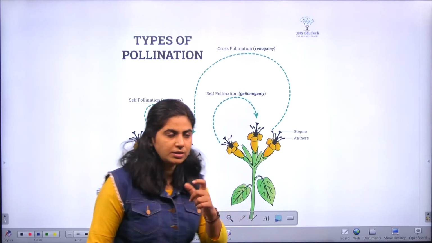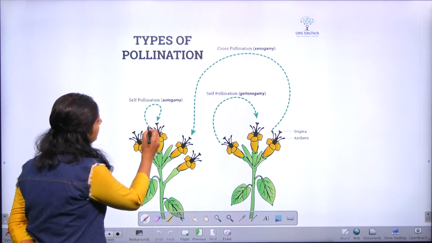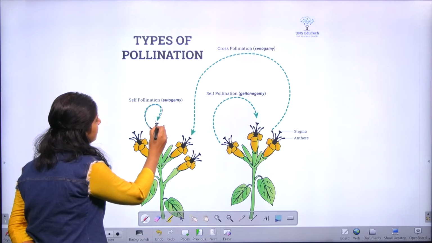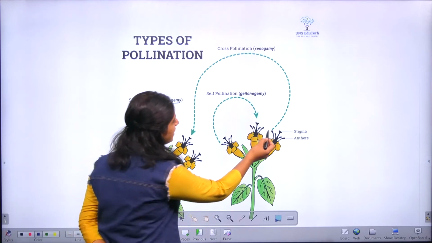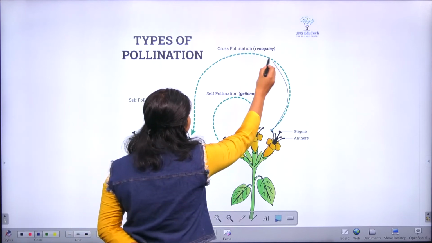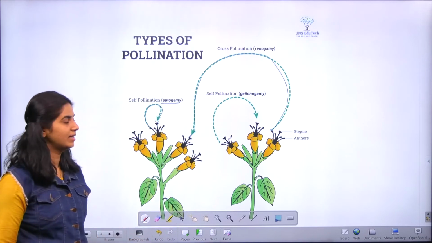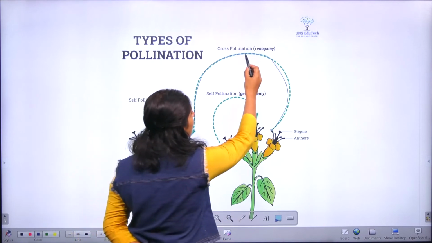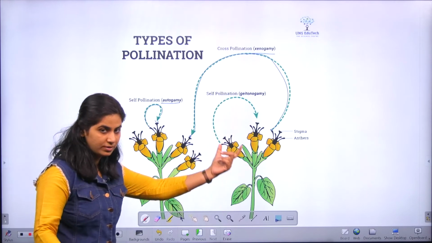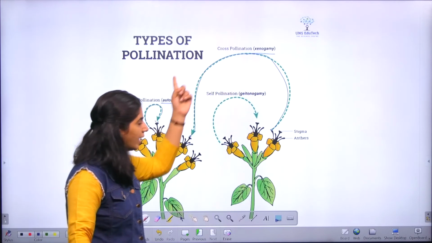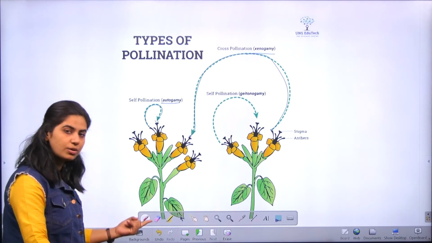Okay, so to get it more clear, we can refer through this picture. If you see this picture, see, the anther from the same flower goes to the stigma. This is called autogamy. Now, here see, the anther from the flower goes to the stigma of flower of another plant. See what it will be called. It is called xenogamy or cross-pollination. Like, see, the anther from a flower goes to another flower of a different plant. So it's xenogamy or cross-pollination.